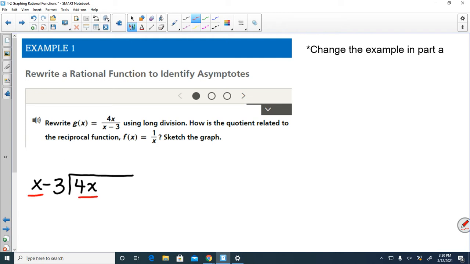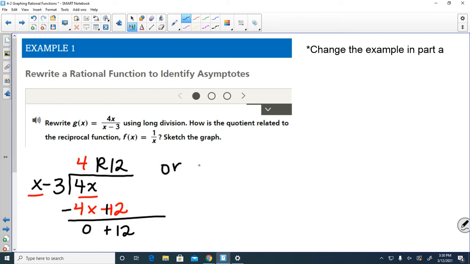So look here, x times 4 would be 4x. I'm going to distribute this 4 to the x and the minus 3. So 4 times x is 4x. 4 times negative 3 is negative 12. Then I'll draw my line and subtract, so that means I'm changing every sign. I get 0 plus 12. So the quotient would be 4 with a remainder of 12.